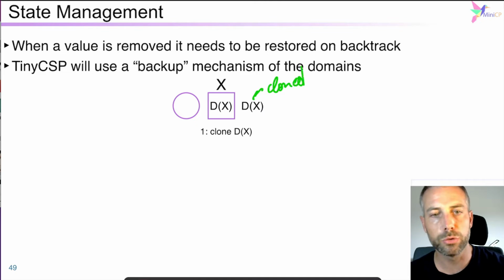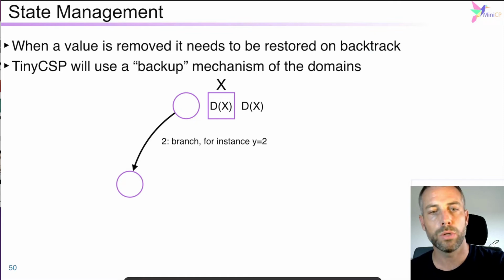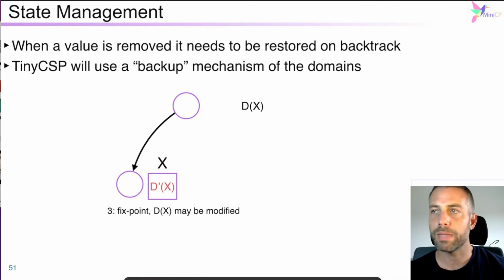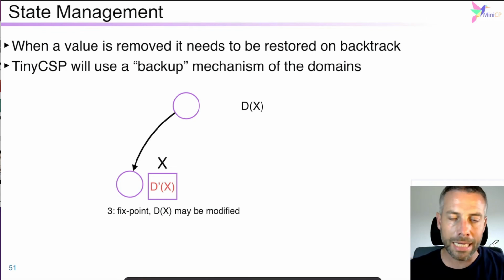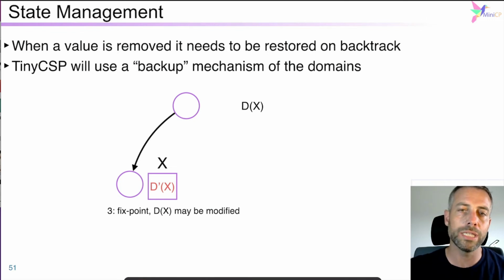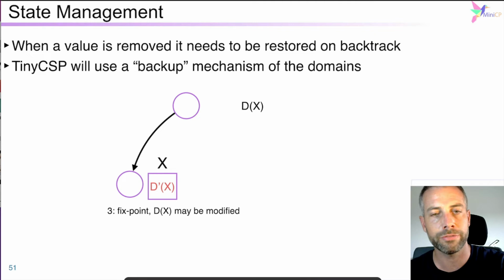Then we can do the branching. For instance, you pick one variable of your problem and you assign it to some value. Let's say y equal to 2. You compute the fixed point. As a consequence of the fixed point, the domain of X might shrink because some constraint might remove impossible values from the domain of X. And at some point, you probably will need to backtrack because either you want to find other solutions or you didn't find any single solution below, so you need to backtrack and reconsider the decision that you have taken.